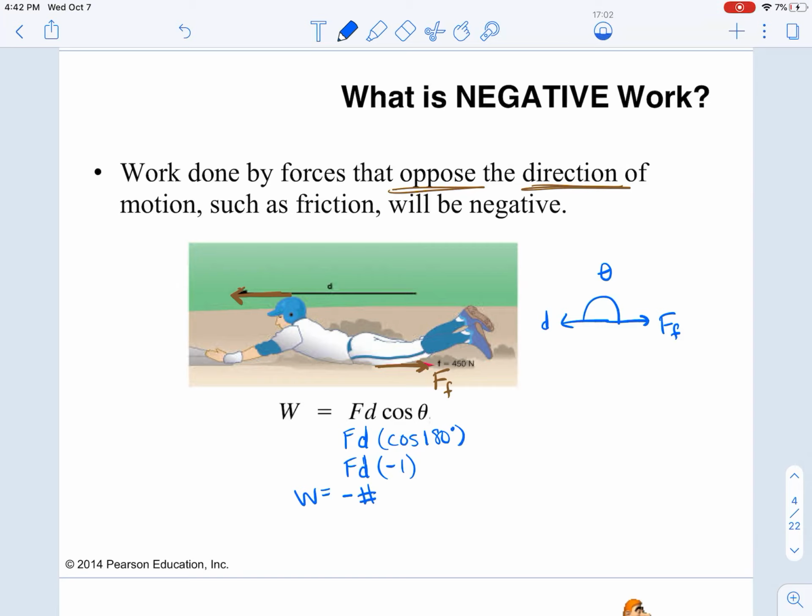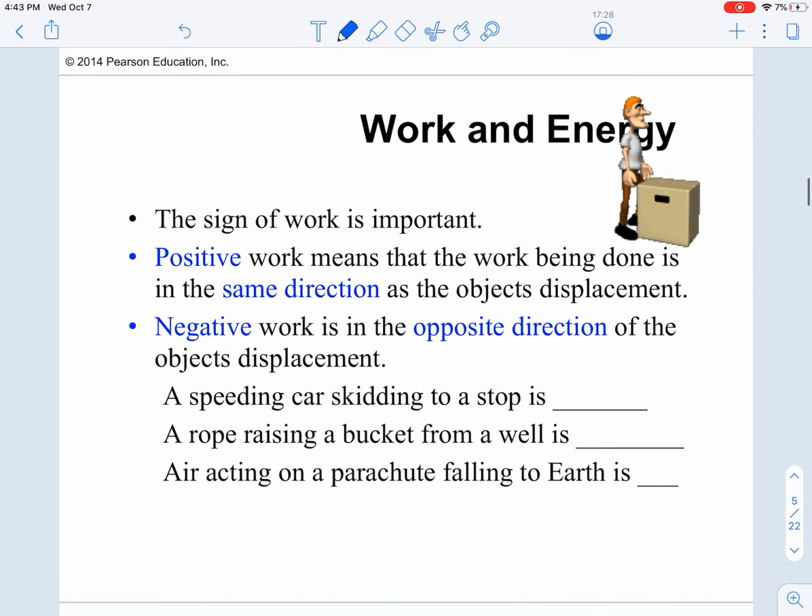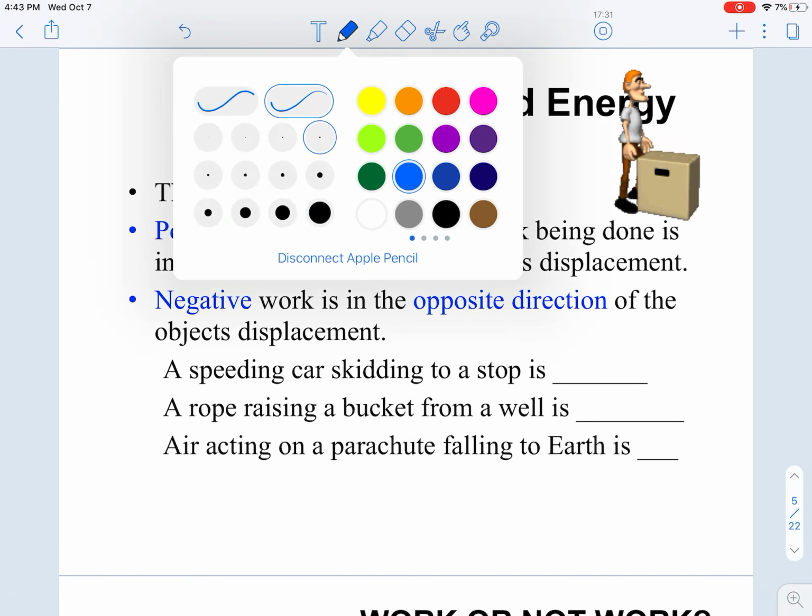Work done by forces that oppose the direction of the motion will be negative. Okay? So this is what it means to have negative work opposing the object's motion. All right, so now we're going to just look over some examples to make sure that we understand the difference between positive and negative work, and to understand when we have work or no work done on an object. So first, let's talk about positive and negative work.